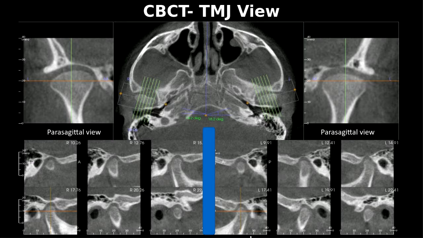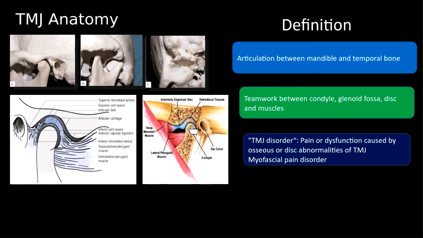And TMJ anatomy, as you know from the skull: you can see the condyle here, and if you go a little bit more anterior, you can see the coronoid process, and this is the glenoid fossa. And this is the diagram of the presentation of the condyle. You can see this is the disc, and this is the glenoid fossa, and this is actually the lateral pterygoid muscle, the superior portion, which is attached to the disc.